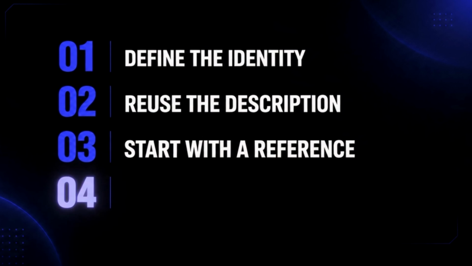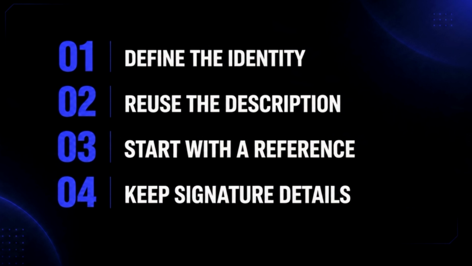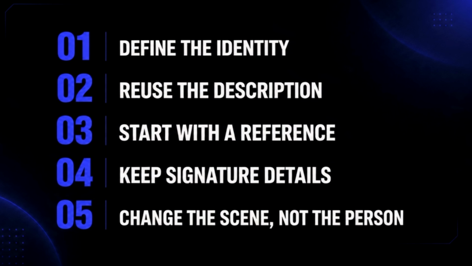Define the identity. Reuse the same description. Start with a clear reference. Keep a few signature details. Change the scene without redesigning the person. Then edit the strongest result inside getimg instead of returning to 0. Because a consistent character is not created with one perfect prompt. It is built through a consistent workflow.